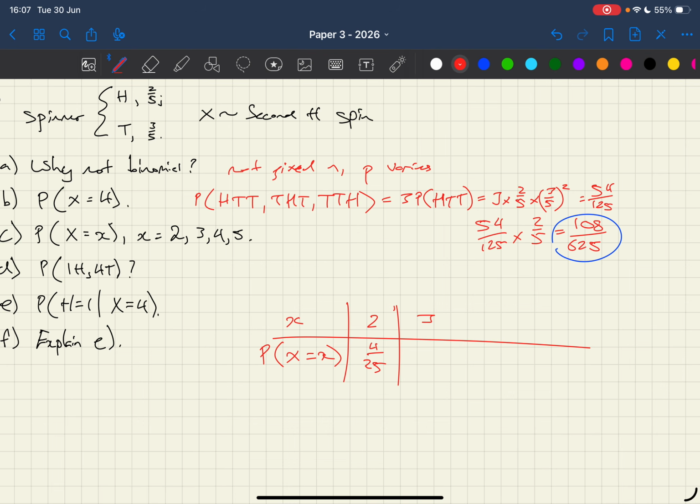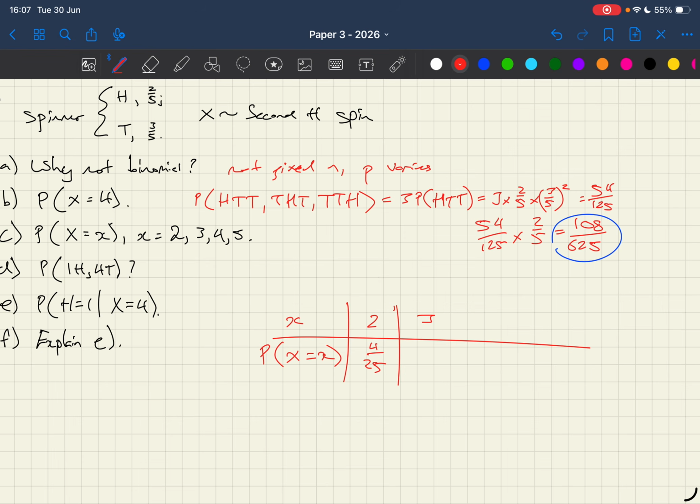For 3 then, what's going to happen? Well, in the first 2 spins, we need to get either a heads or a tail. Well, one of each, yeah? So it's going to be 2/5 times 3/5, but there are 2 different ways of getting that. So 2/5 times 3/5 times 2.